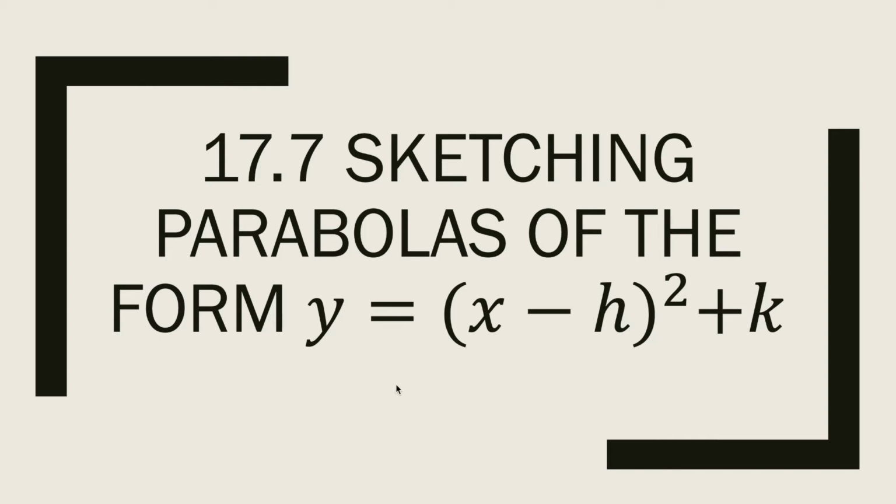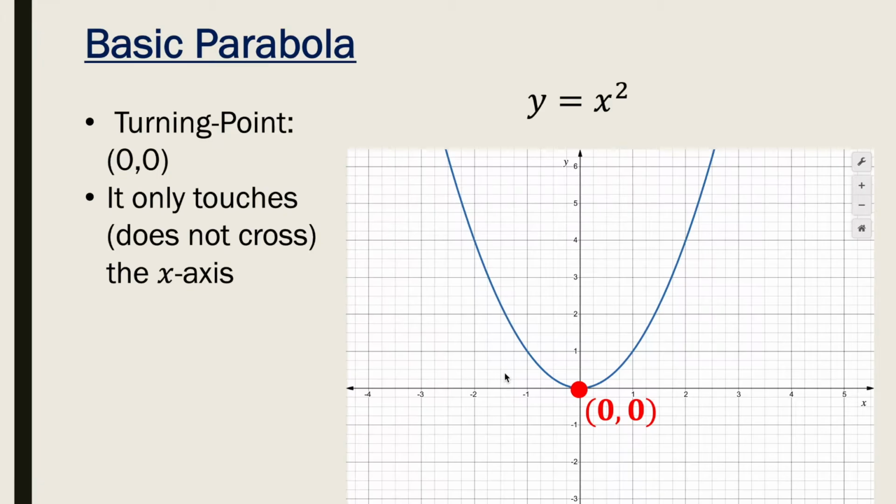So we're going to do chapter 17.7, sketching parabolas of the form y equals (x take away h) squared plus k. Okay. So just a reminder, our basic parabola, the form of y equals x squared. Here we have it, turning point (0, 0). Wonderful. And remember that it only touches, it doesn't cross the x-axis, okay?